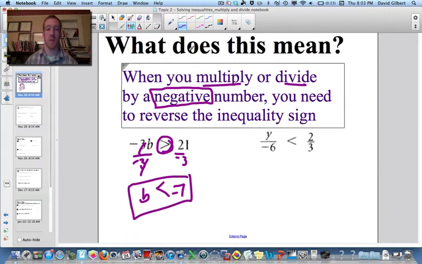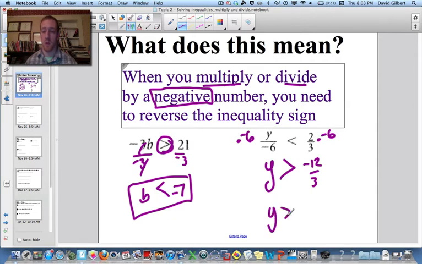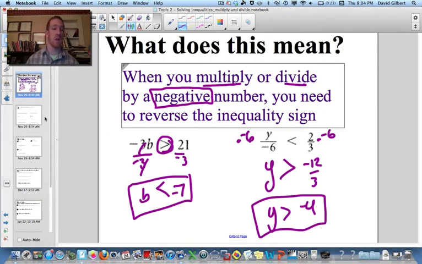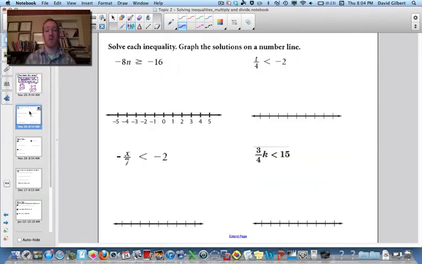Okay, same thing here. If I multiply by a negative, times negative 6, times negative 6 gives me y is greater than negative 12 over 3, which is y is greater than negative 4. Alright, so that's how that works. It's the only difference between that and just straight solving like you would solve an equation normally.